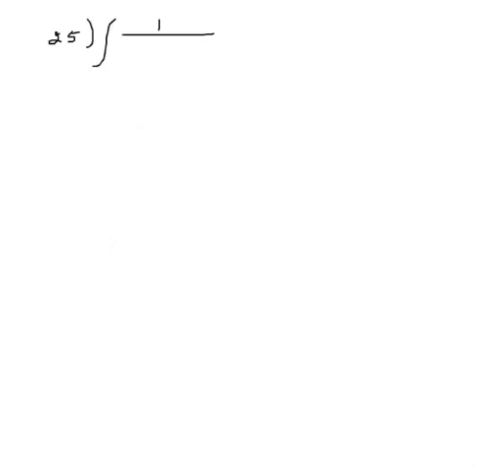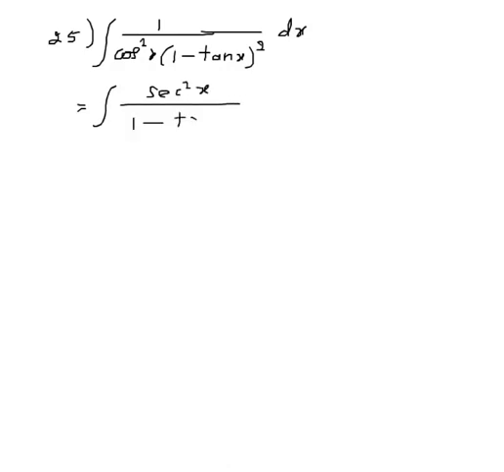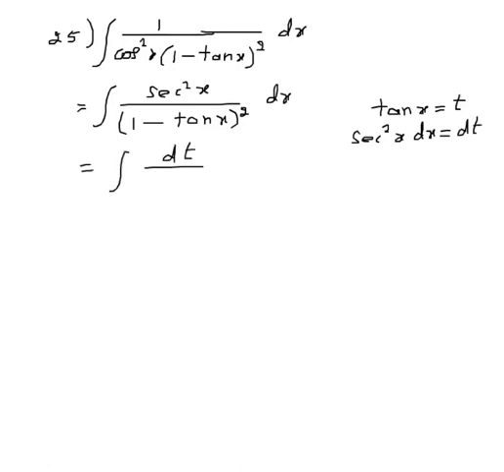Question 25. Integral 1 divided by cos square x into 1 minus tan x the whole square dx. I can write 1 by cos square as secant square x divided by 1 minus tan x the whole square dx. We know that differential of tan x is secant square x. Let us substitute tan x as t. Differentiate both sides. Secant square x dx is dt. Therefore the numerator becomes dt and the denominator is 1 minus t the whole square.